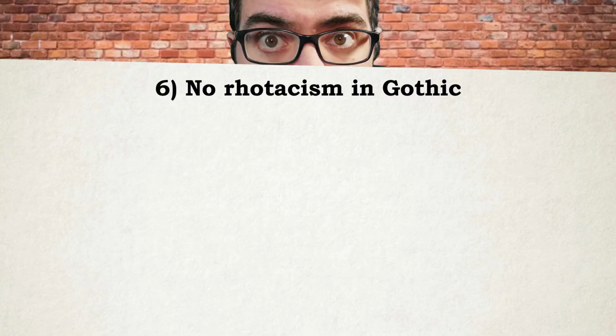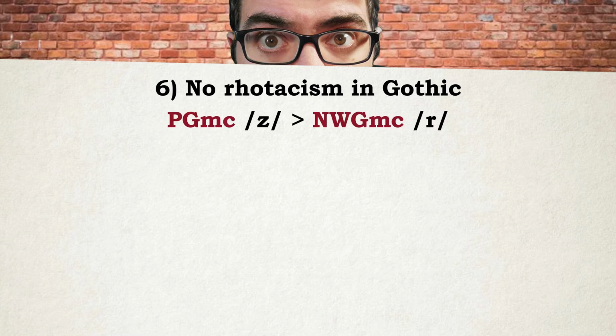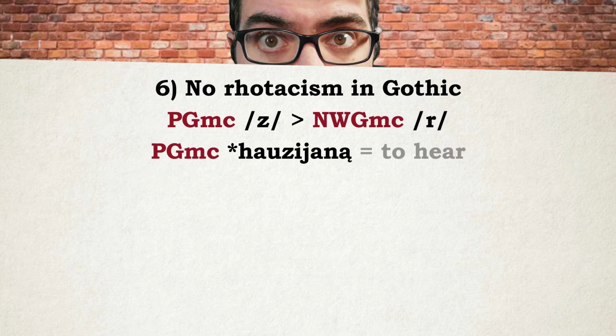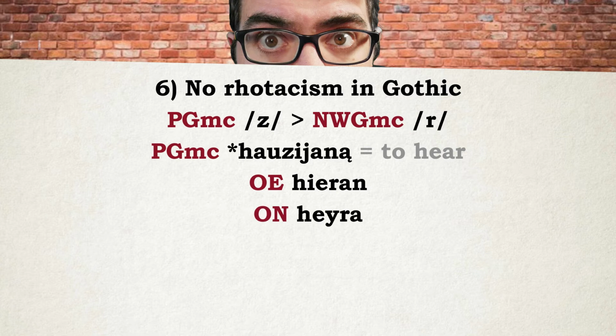Another thing which clearly distinguishes the northwestern branch from the eastern one is that we find rhotacism only in the former. An originally sibilant sound was transformed, in some specific contexts, into vibrant r in the northwestern area. See Proto-Germanic hausijan, to hear, Old English hīeran, Old Norse heyra, but not in Gothic, where we have hausjan.